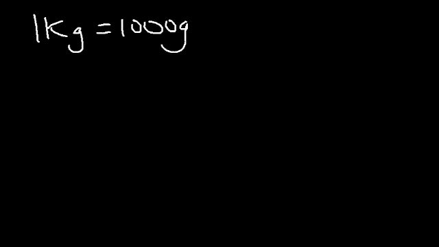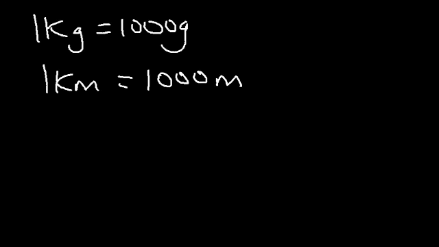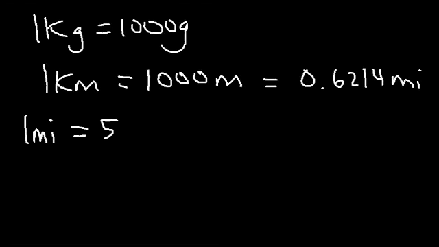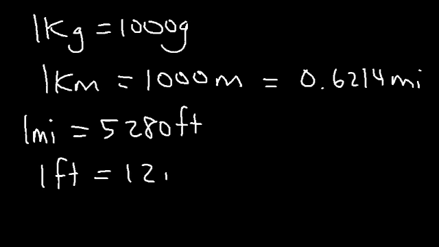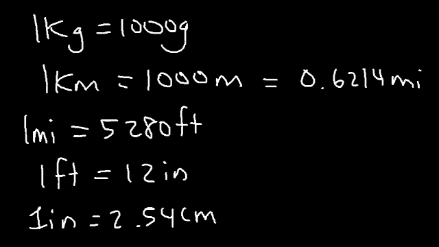So now let's go into units. You need to be familiar with some units of mass. You need to know that 1 kilogram is equal to 1,000 grams. So these are some common conversions. And for units of length, 1 kilometer is equal to 1,000 meters. And 1 kilometer is also equal to 0.6214 miles. 1 mile is about 5,280 feet. And 1 foot is equal to 12 inches. And 1 inch is about 2.54 centimeters.